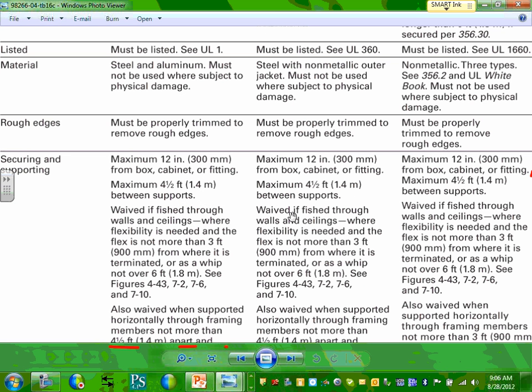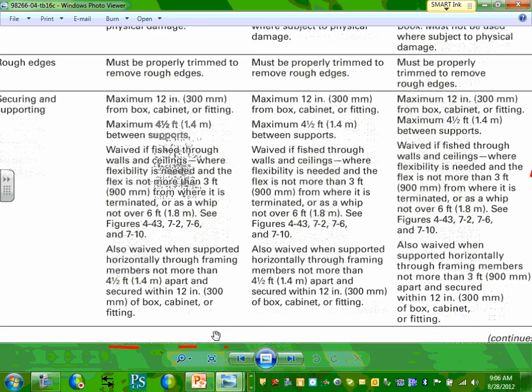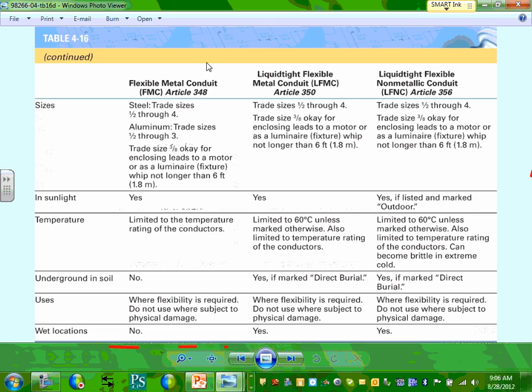Supporting them, here's the support. Can you guys see the support? 12, 4.5, 12, 4.5, typically, right? You can fish them though without supporting them from point A to point B as long as they are not broken. So if you have to support them, typically 12 inches from every box, guys, and 4.5 feet in between is your support, with some exceptions. Sizes, 1/2 inch all the way to 4.